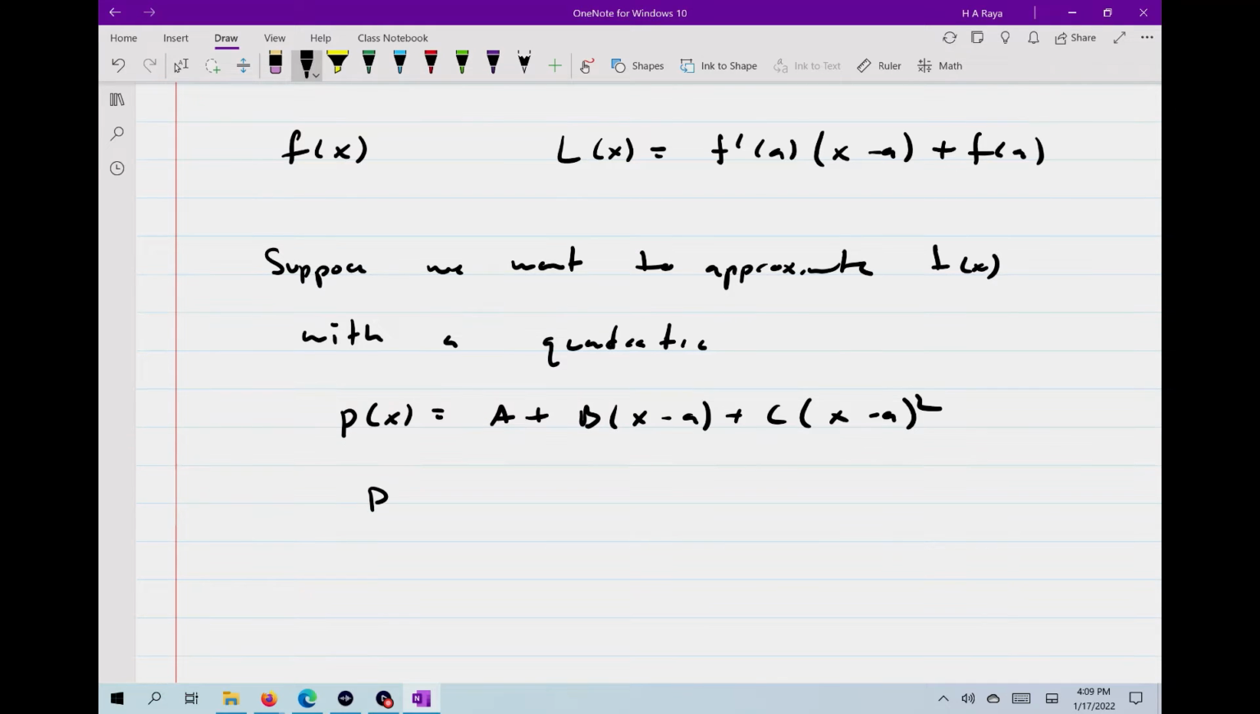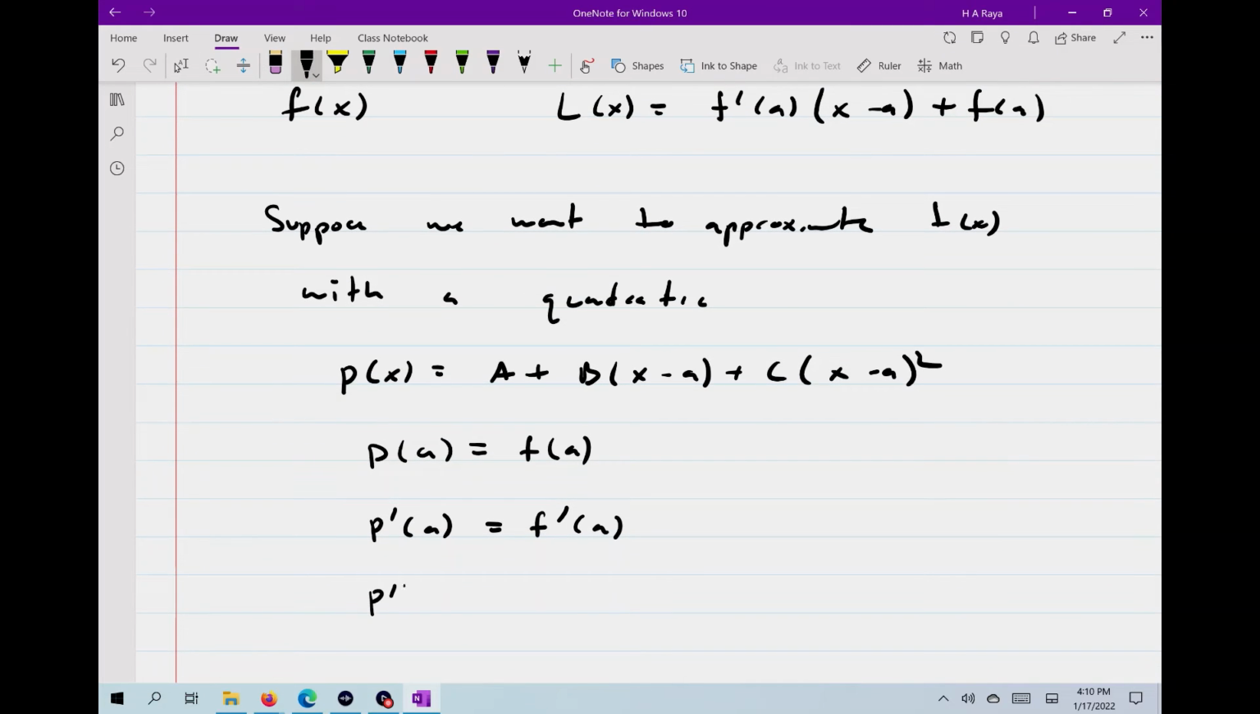First of all, this polynomial evaluated at a should be equal to our function evaluated at a. This polynomial's derivative at a should be equal to the derivative of my function at a, and the second derivative of my polynomial should be equal to the second derivative of my function evaluated at a.